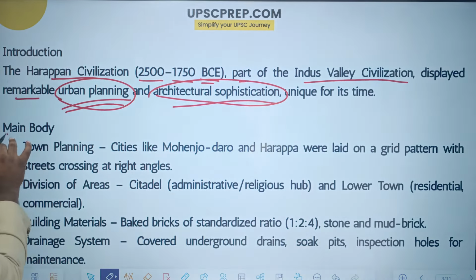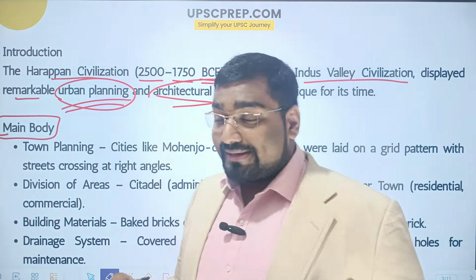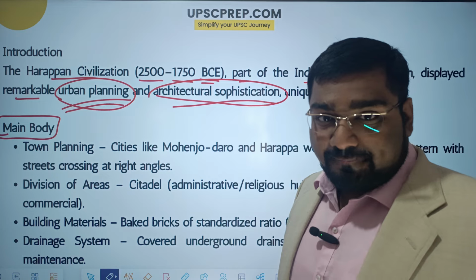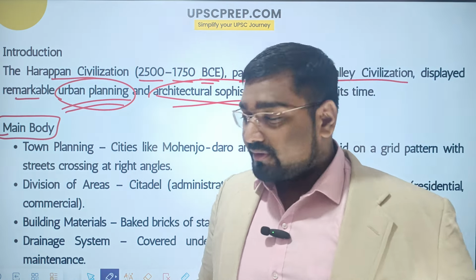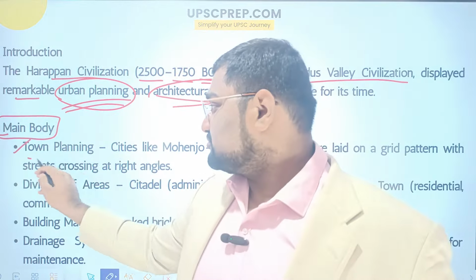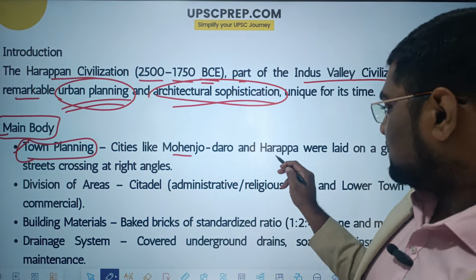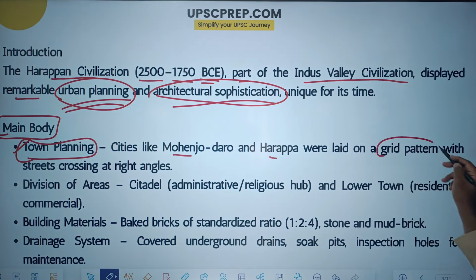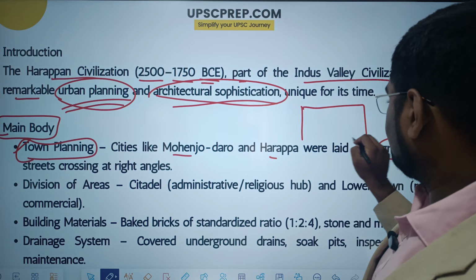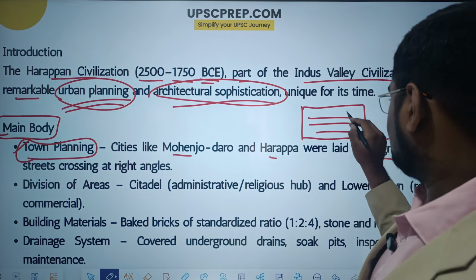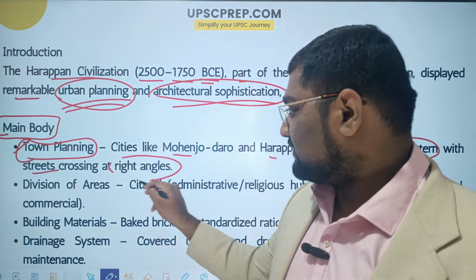Okay, now see the main body. What are the points which can be written in the main body, or let's say which are more or less expected from you and which are being checked by the examiner? See, first you should be mentioning the town planning, like cities like Mohenjo-daro and Harappa, where grid pattern was there, right? Grid pattern, where the streets were crossing at right angle.